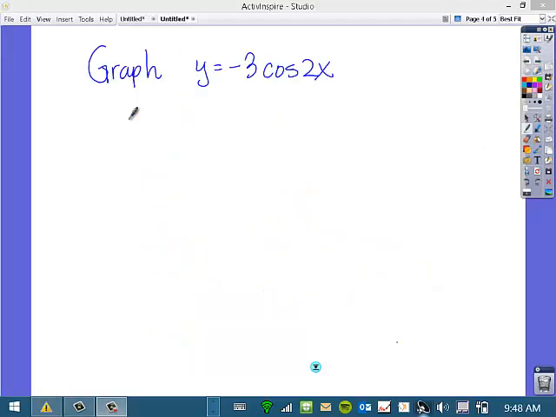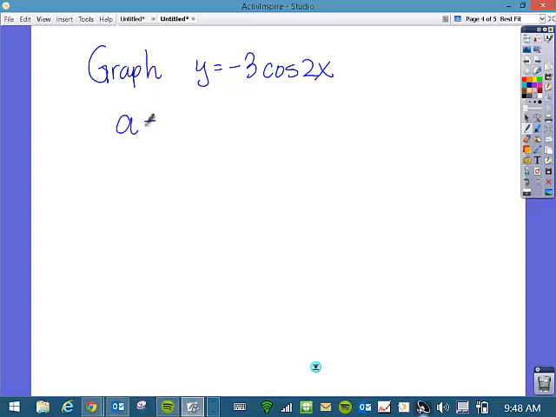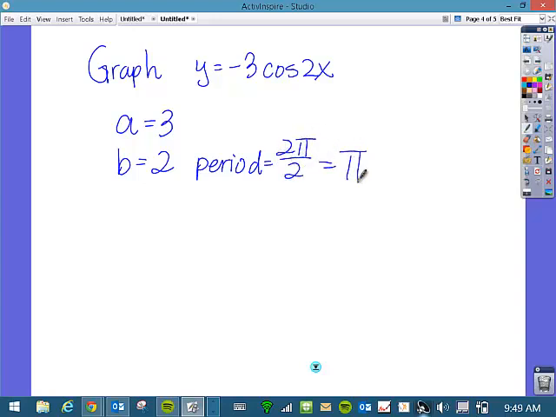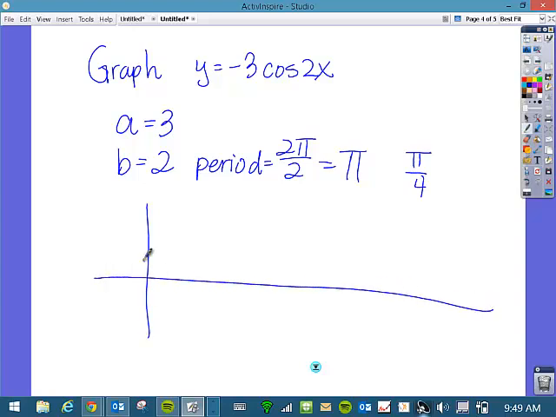Our next example is to graph y equals -3 cosine of 2x. So I notice that my amplitude is 3, b is 2, so that would make my period 2 pi over 2, which is just pi. So when I split that into my 4 pieces, each piece will be pi over 4. I'm not shifting this to the left or to the right. I'm not shifting it up or down. So my amplitude is 3, meaning that my max is 3. And my min is -3.